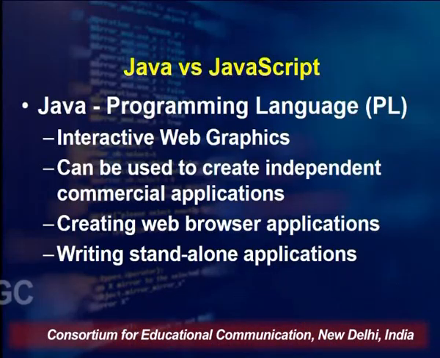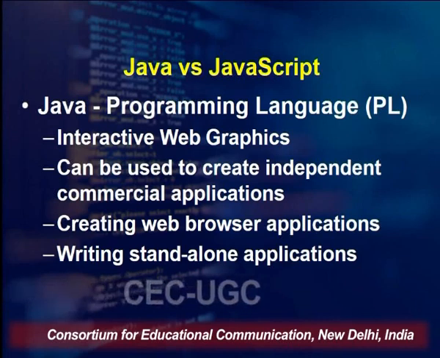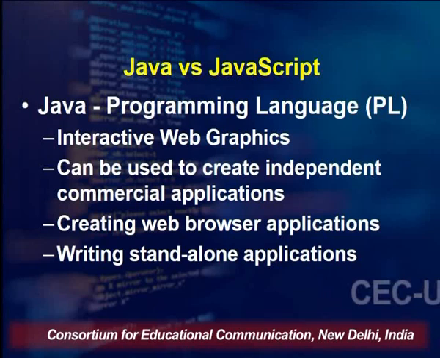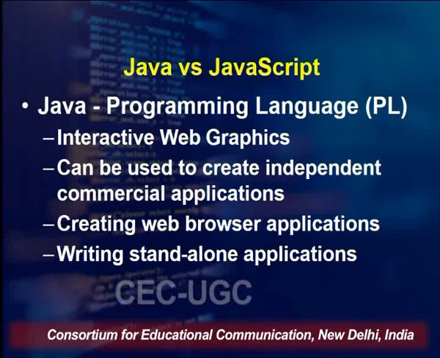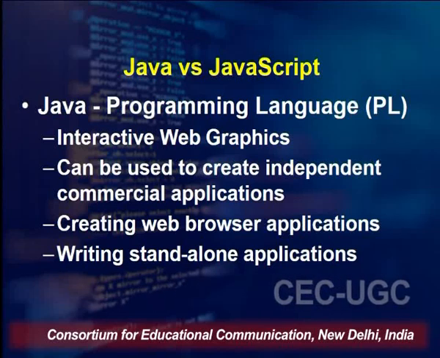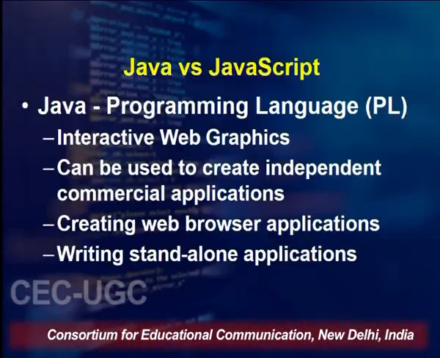Now very commonly this can be asked, or it comes to one's mind, what is the difference between Java and JavaScript. So we need to understand that Java is actually a programming language. It is a full-fledged programming language which is used for creating interactive graphics. It can be used for creating independent commercial applications, that is, it can be used for creating software. It can also be used for creating web browser based applications. So Java has a much wider application than simply JavaScript.